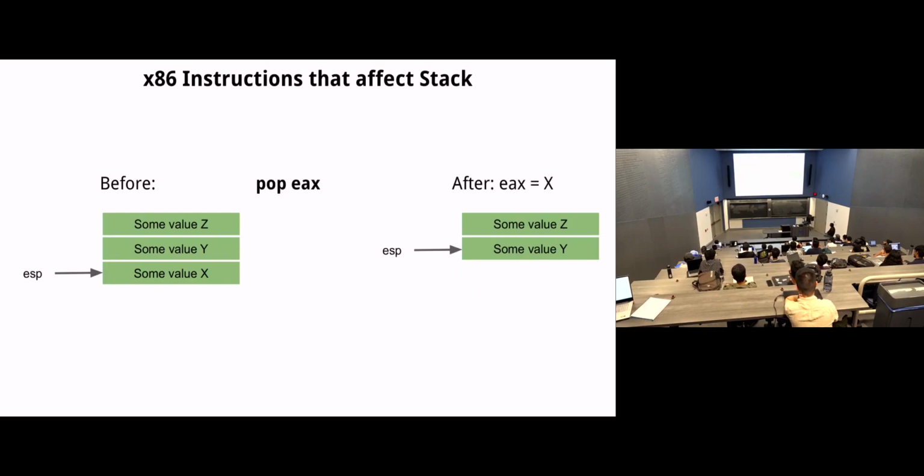Pop is just the reverse operation. ESP right now points to the value X. After we do a pop EAX, the value X will go to the register EAX, and ESP will move 4 bytes up to here.